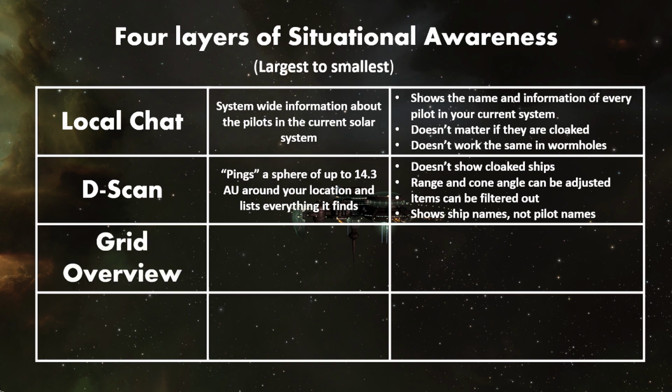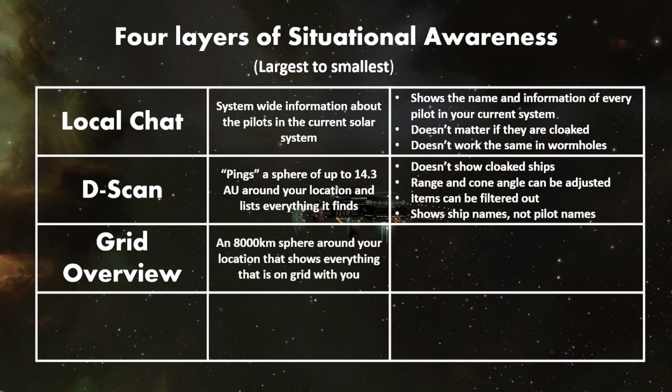The next thing is the grid and your overview that you will have been using right back from the tutorial. The overview will show you everything that is on grid with you. By grid, we're talking about an 8,000 kilometer sphere that is around your location. So if something is within 8,000 kilometers of you, it will show up on the overview. And once again, it does not show a cloaked ship. So if something's cloaked right beside you, you won't know. It will not show on the grid or the D-scan, on the overview rather.